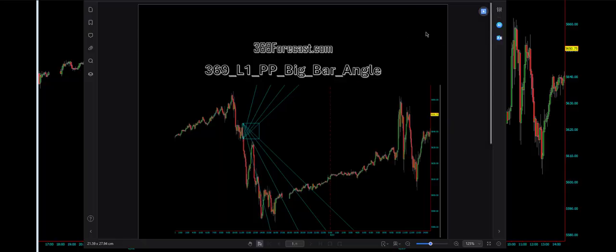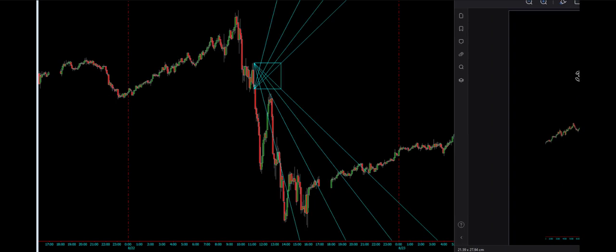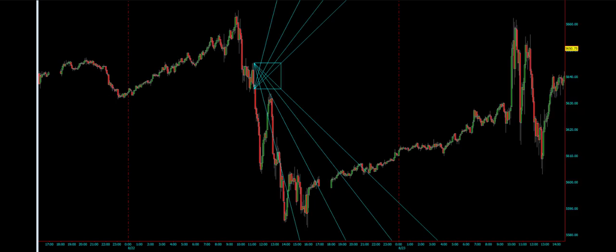Welcome back to this next 369 L1 price projection big bar angle, and this is a typical angles we have seen people deploy using Gann fans. So these various Gann fans, up moving, down moving, and they have to be scaled. So we also scale this. It really does impact a bit.